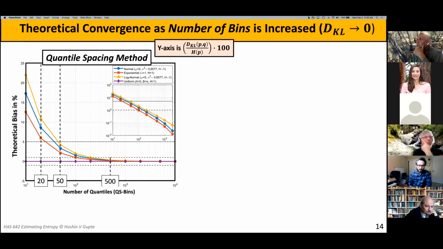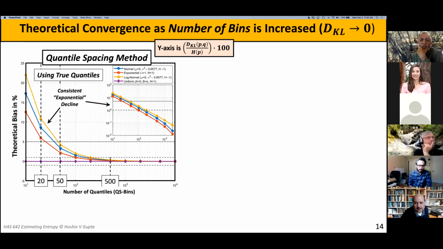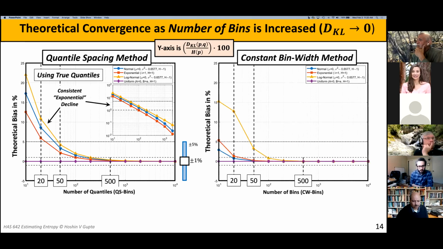So the y-axis is just the Kullback-Leibler divergence over the entropy times 100. That's using the true quantiles. We know what those are; we can calculate them. And you can see by about 50 bins for these three, we've gotten within 5%, and with 500 bins, we've gotten within 1%. And here's what it looks like if you do constant bin widths.